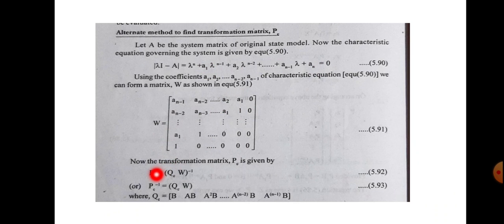And next you want to find PC. PC is obtained by QZ into W, all inverse. So you want to find QZ. QZ is obtained by the equation B, AB, A square B, etc. And PC inverse is obtained by QZ into W. So once you get QZ, you multiply that QZ with the W. So you will be getting PC inverse. And also you may get PC.